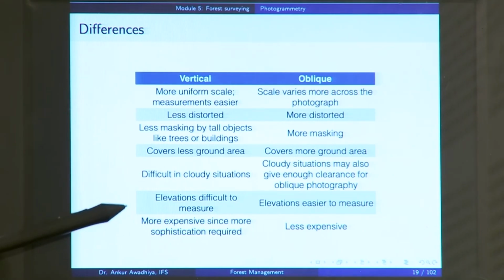Vertical is more expensive, since more sophistication is required. Oblique is less expensive, because in the case of a vertical photograph, you need to keep your camera in such a position that it is completely looking down. Because you have to make more adjustments when you are setting up the camera, it typically is a bit more expensive.